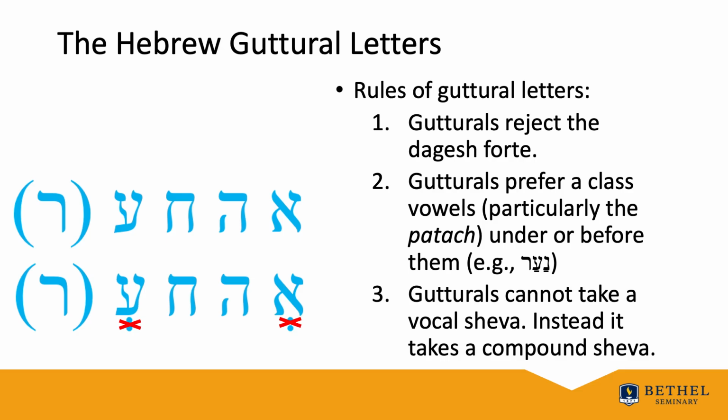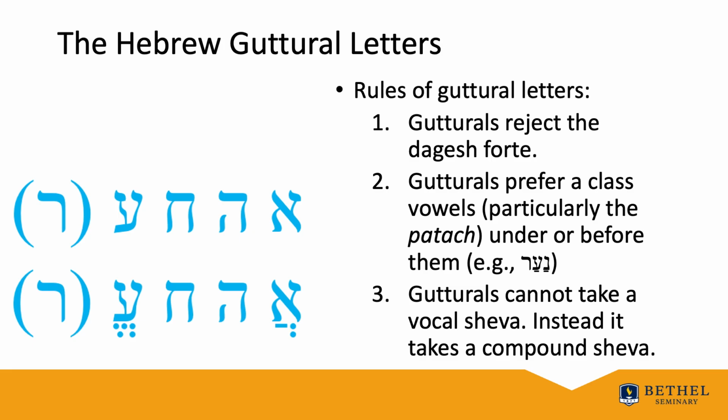The third rule of gutturals is that they cannot take shevas. Instead of shevas, they prefer vocal shevas. So here you're going to see that guttural letters, instead of taking shevas, take these compound shevas that have a sheva with a vowel with it. Maybe this makes sense once you think about it.